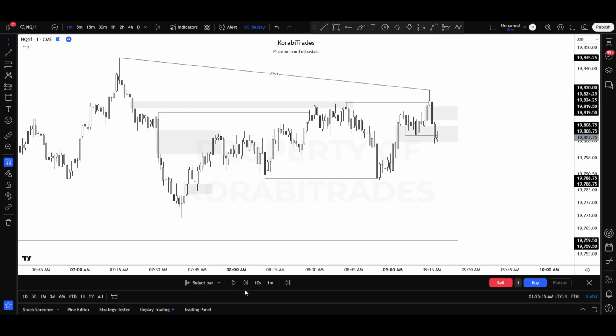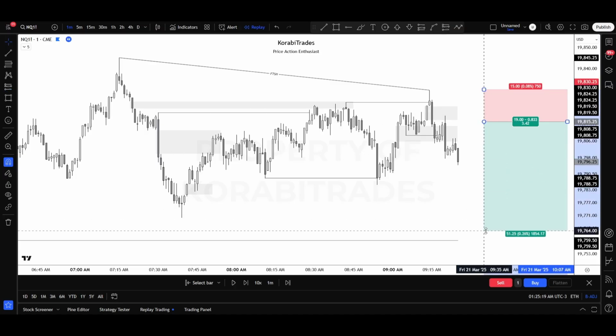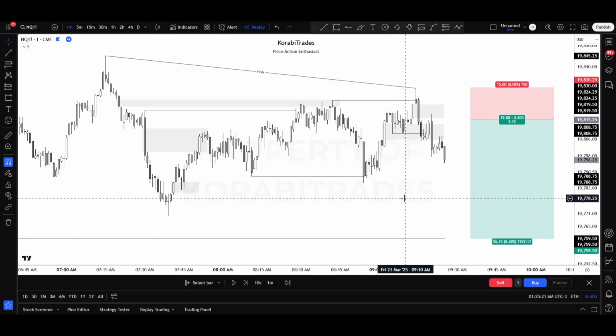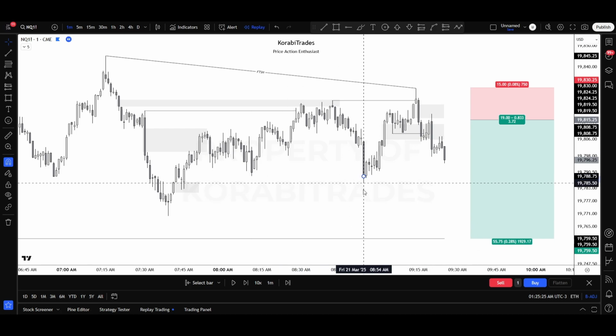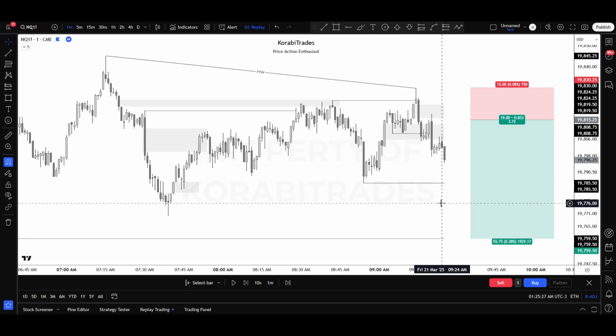So BPR is a balanced price range. Now let's continue. There you go. Here's my entry. Now we should seek this low sooner or later. Now the reason why this is a valid entry is because, look at this guys, we haven't taken an internal low yet.